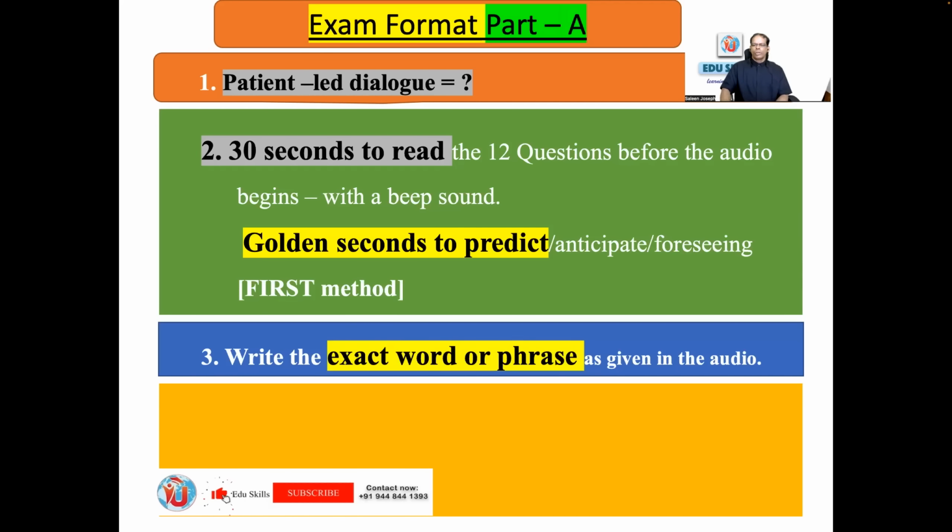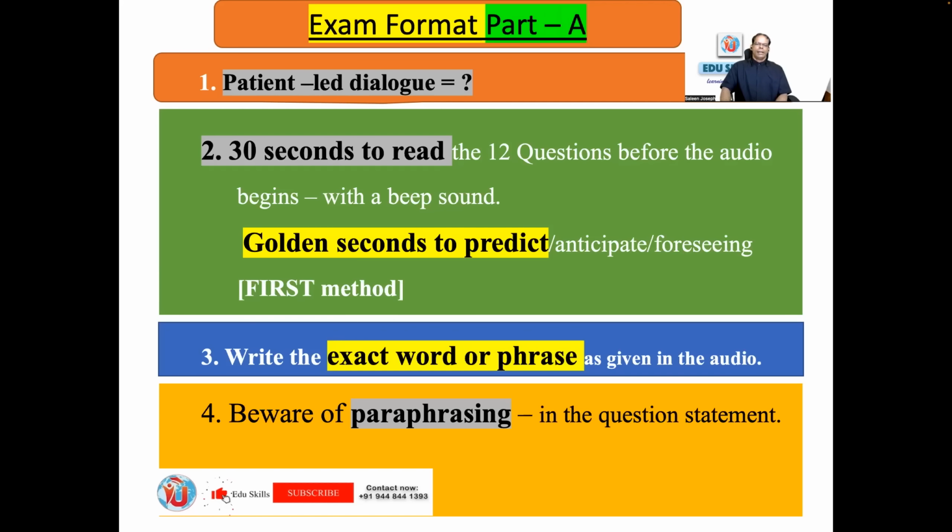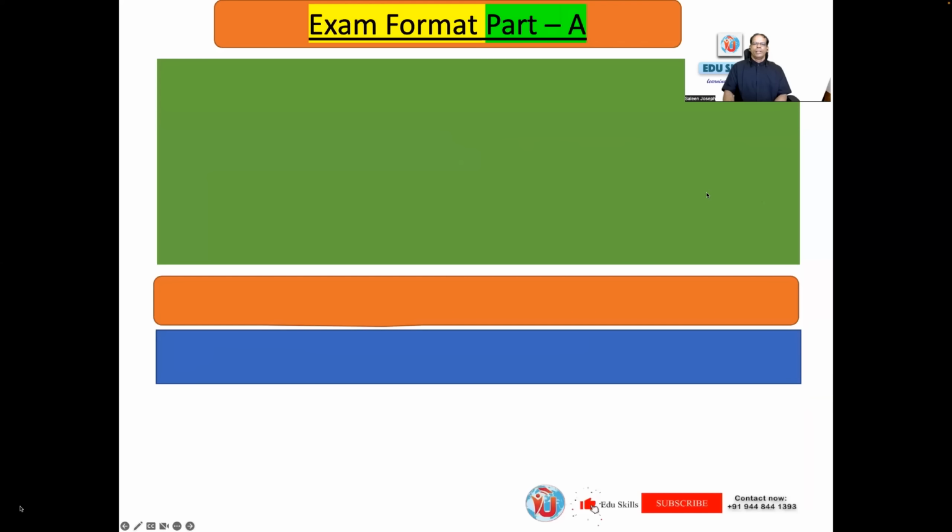And write the exact word or phrase as given in the audio. That also I'll be dealing with in detail. Use the exact word and phrase. Don't change it. Beware of paraphrasing in the question. Synonyms and synonymous language will be used. Those are the common things which I tell you for all the subtests, which is very, very essential. And a couple of the strategies that I taught you.